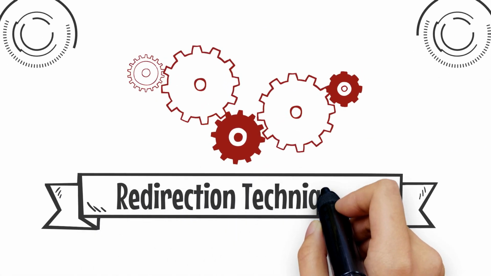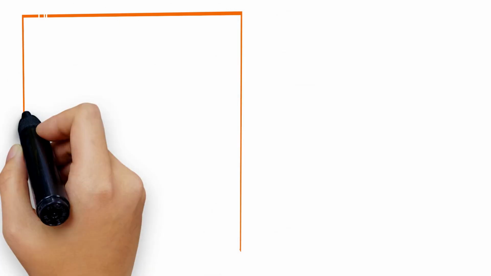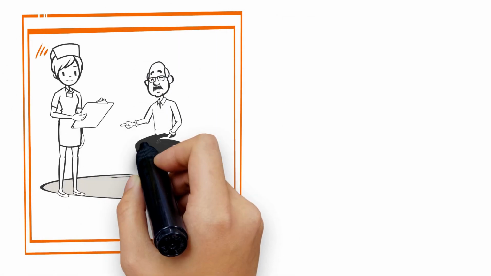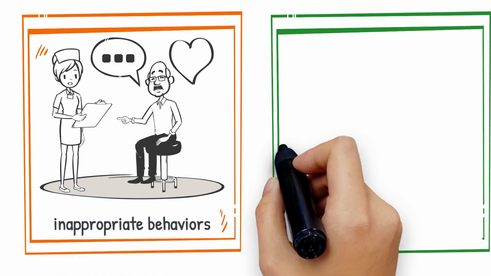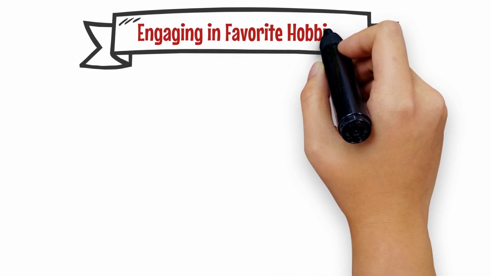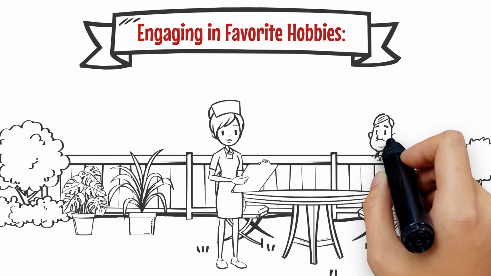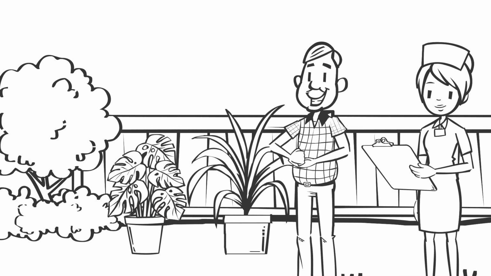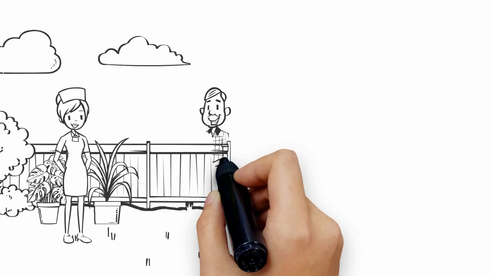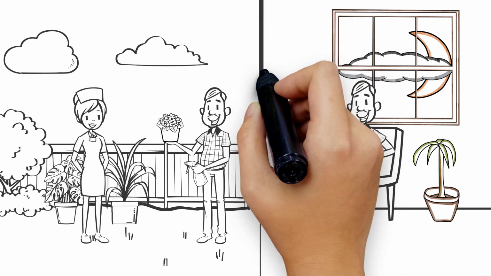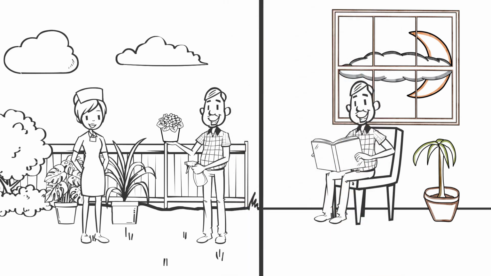Redirection techniques. First, we'll explore the art of redirection. This is like a gentle nudge in a new direction, shifting focus from inappropriate behaviors to more suitable activities. Engaging in favorite hobbies. Imagine a patient showing signs of ISB. Here's where a favorite hobby comes into play. Let's say they love gardening. We gently guide them to water plants or browse through a gardening magazine, effectively shifting their focus and channeling their energy positively.